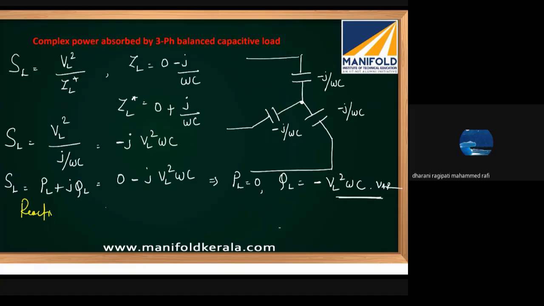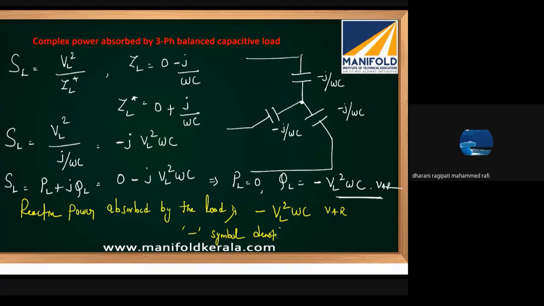Reactive power absorbed by the load is minus VL square omega C, so many var. This minus symbol will denote what? It is a leading reactive power. Minus symbol denotes leading reactive power.